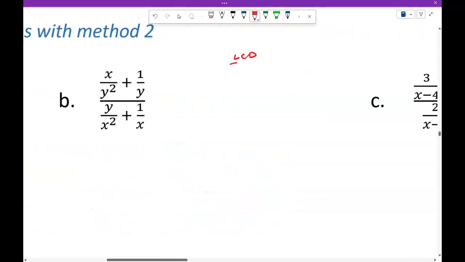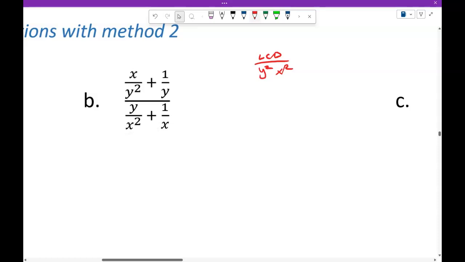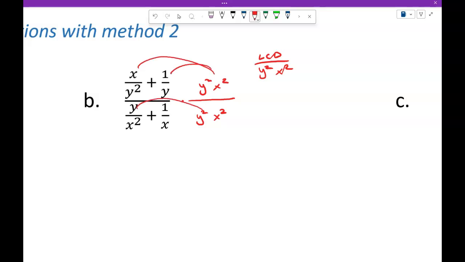Let's identify our LCD. The LCD of the numerator is y squared. The LCD of the denominator is x squared. So we can write it out the same way that we did here. And we're going to multiply everything by x squared y squared and x squared y squared, top and bottom. Now because we have multiple terms, this will be distributed. And so we end up with a little bit of a shortcut.